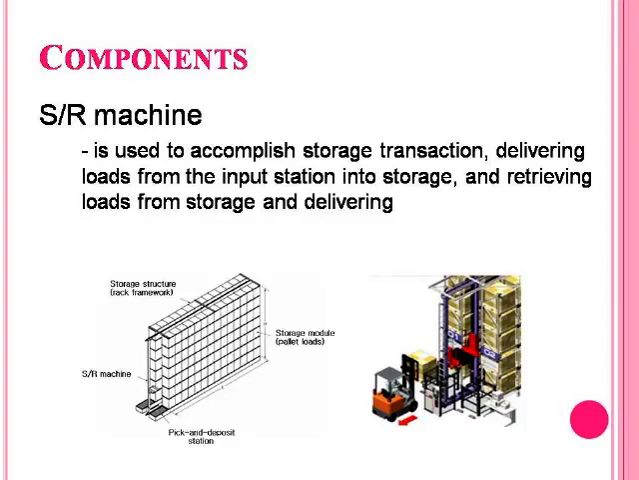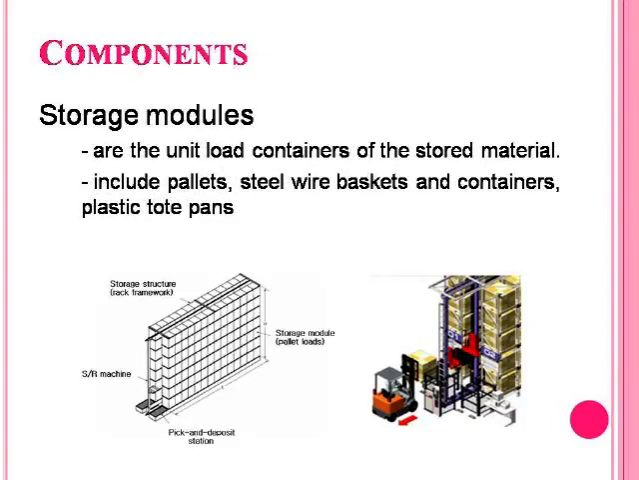So in this you can see these diagrams indicate they are all self-explanatory about the SR machine. Storage modules are the unit load containers of the stored material, including pallets, steel wire baskets and containers, plastic tote pans, etc. Pickup and deposit station is where loads are transferred into and out of the ASRS, generally located at the aisle for access, the external handling system that brings loads to the ASRS and takes loads away.